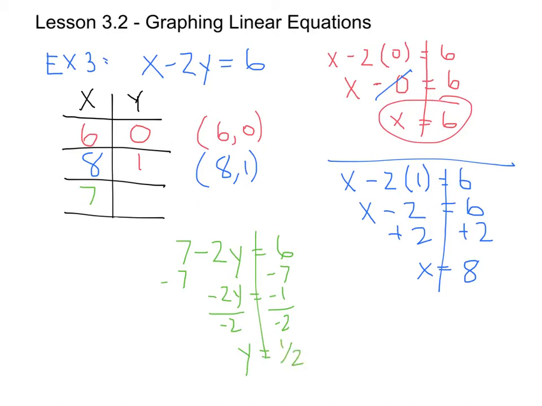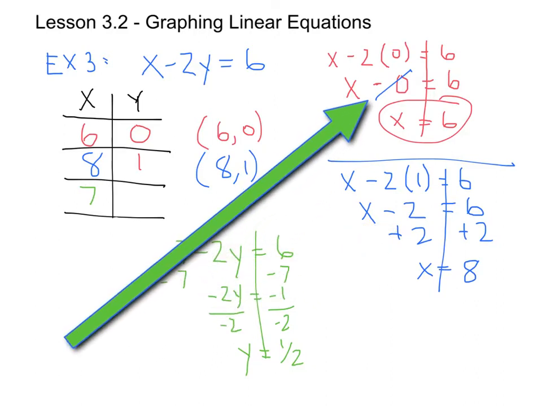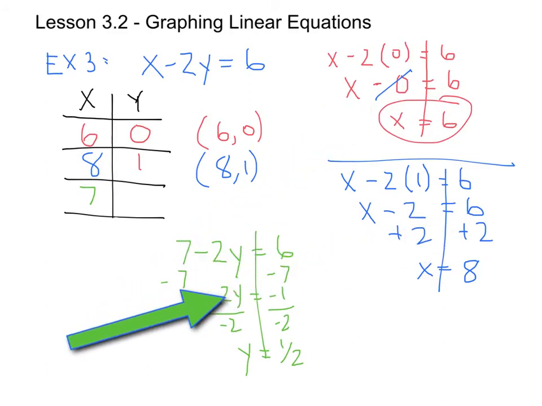Now, a couple things here. One, it took us an extra step. It was a two-step problem. We didn't have a two-step problem over here. Notice, this was very easy. And we just had a one-step problem here. We just had to add 2 to both sides. This was a two-step problem. We had to subtract 7, and then we had to divide by negative 2.